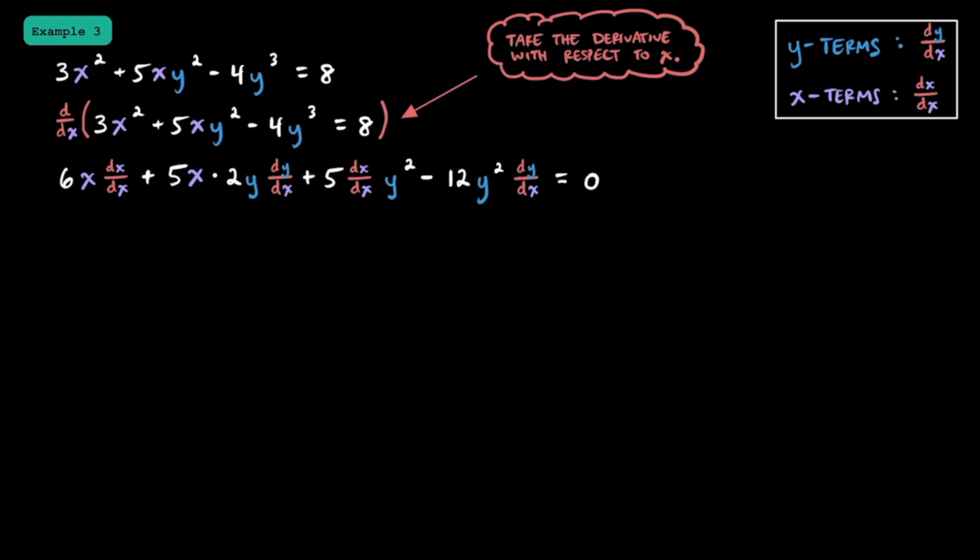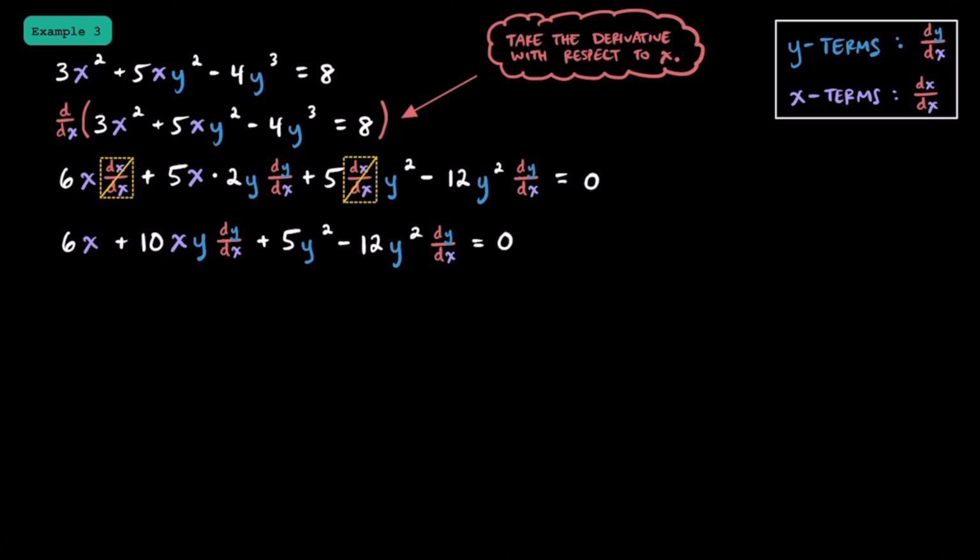Now let's clean things up a bit. Go ahead and get rid of these dx/dx's, and we'll get 6x plus 10xy dy/dx plus 5y squared minus 12y squared dy/dx is equal to 0. Now this looks a little bit more simplified. Let's work on just getting one of these dy/dx's and isolating it.